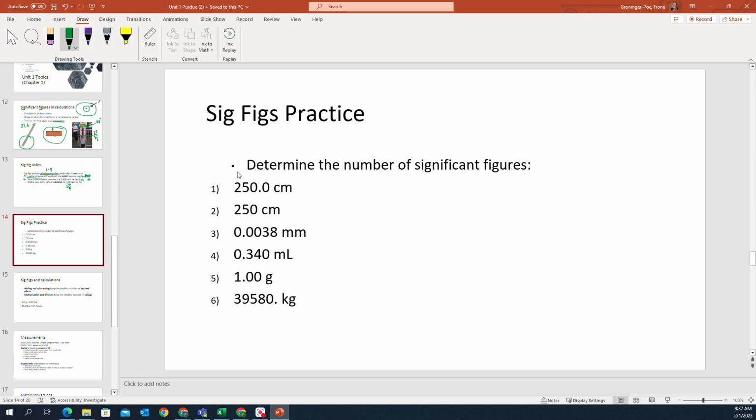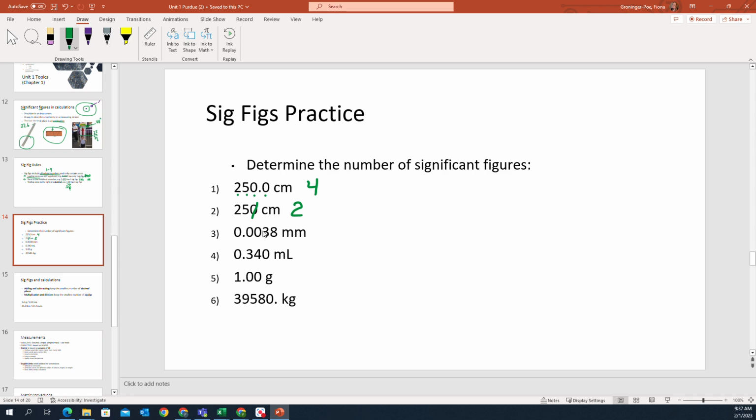Okay. So remembering our 3 rules, 250.0, this one is going to have 4 sig figs because we see a decimal, so anything to the right is going to be significant. So all these zeros to the right of these numbers are all significant. 250 with no decimal is only going to have 2 sig figs because this zero is not significant. There's no decimal there, so that doesn't make the trailing zero significant. You have to have a decimal to make it significant.